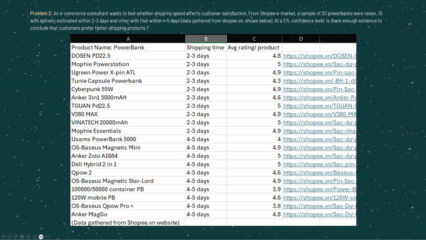Let's turn to problem 2. An e-commerce consultant wants to test whether the shipping speed would affect customer satisfaction. Now, a sample of 20 power banks was taken from the Shopee e-market. We have the link here, you can just visit it later.